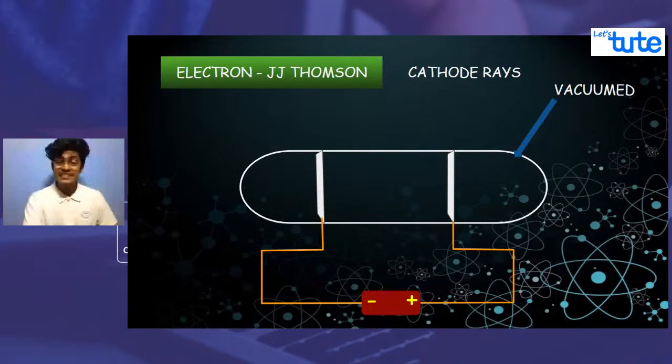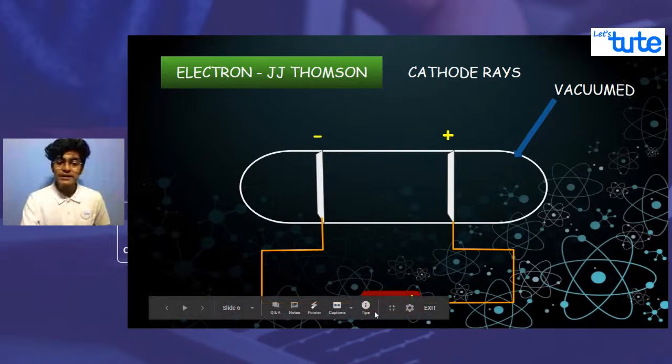Now you can see that one side is positive and the other side is negative. Understand this carefully: the negative terminal of the battery is connected to a metal sheet, and that metal sheet is negative, and the negative metal sheet is called the cathode.